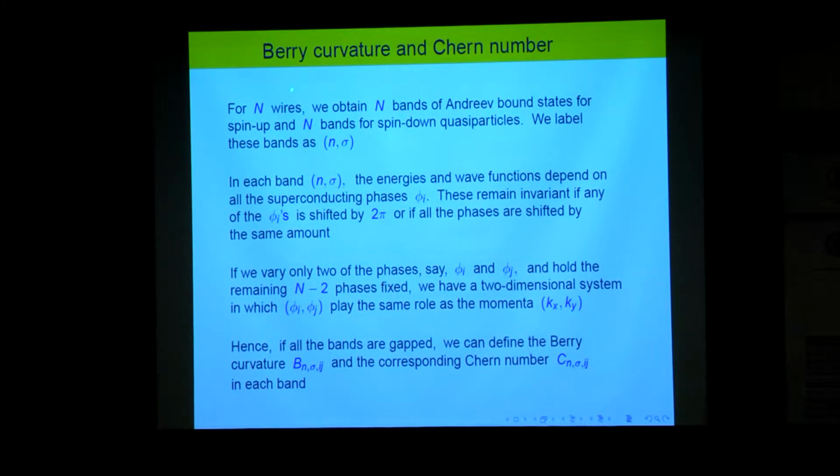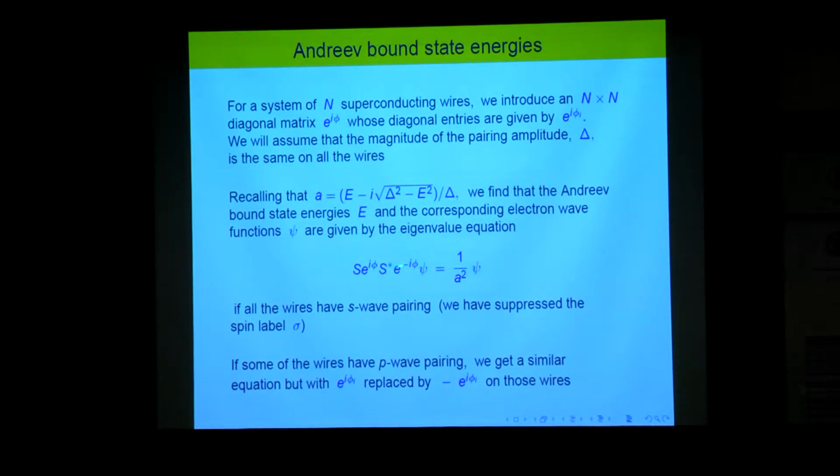Now, where does the Berry curvature come in? So if you have n wires, we get n bands of Andreev bound states this way for spin up, and similarly n bands for spin down quasi-particles. So let's label these bands as n comma sigma. So n goes from 1 to the number of wires, and sigma is up or down, plus or minus 1. Okay, so they just come out of the solutions of this equation. So this is an eigenvalue equation.